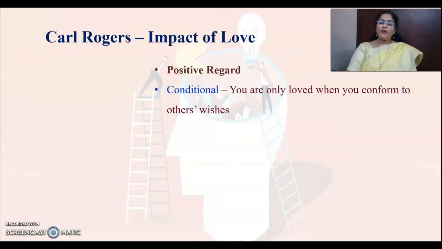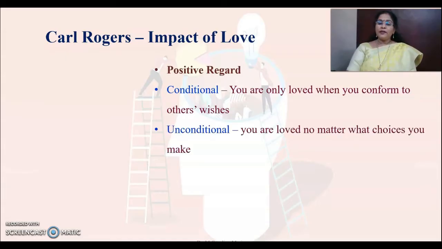With regard to Carl Rogers' impact of love, he said that every person is having a sort of conditional and unconditional love. You are only loved when you conform to others' wishes. That is conditional love. That is, when you are earning so and so this much of money, only then will you be loved by your spouse. But unconditional love is you are loved no matter what choices you make. For an example, the school students, if you become a doctor, if you clear your NEET, then only you are loved by your parent. That is called as conditional love.